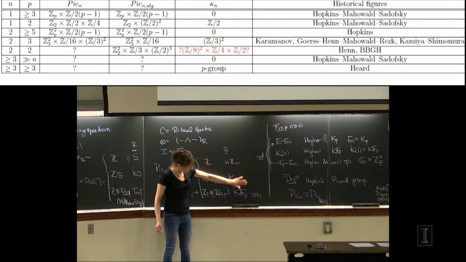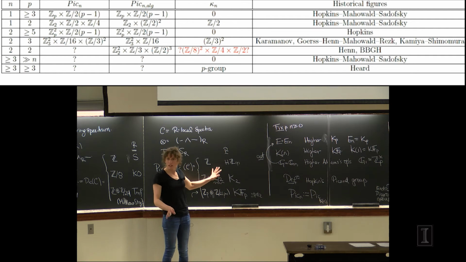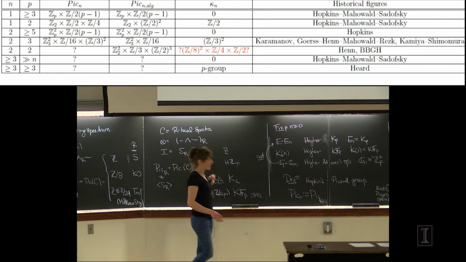So this is mod p. This is the algebraic Picard group at level 1, just like on that table. This is related to that Picard group, and this is the instance of that Z mod 2. Okay?